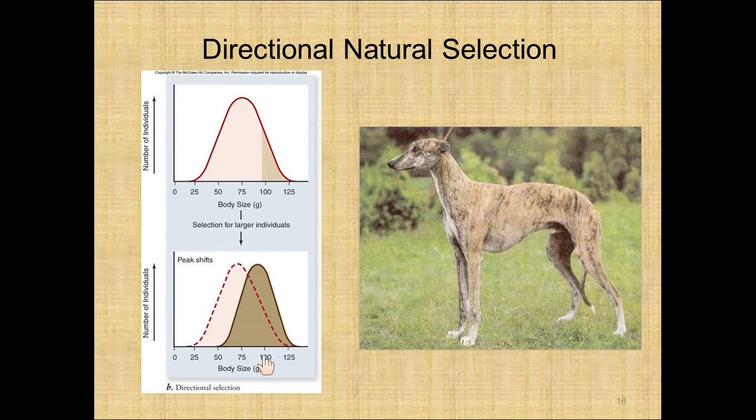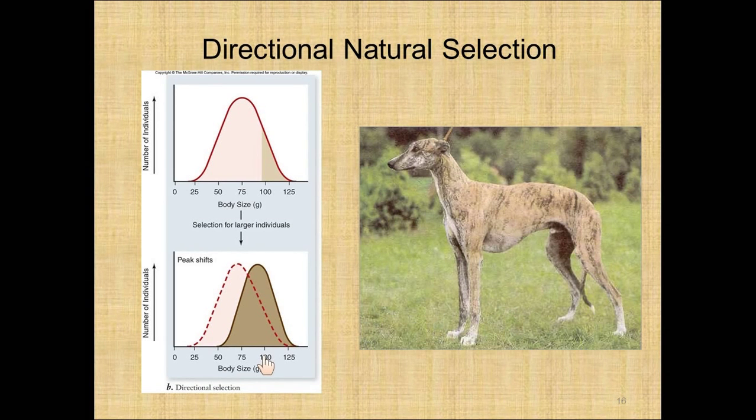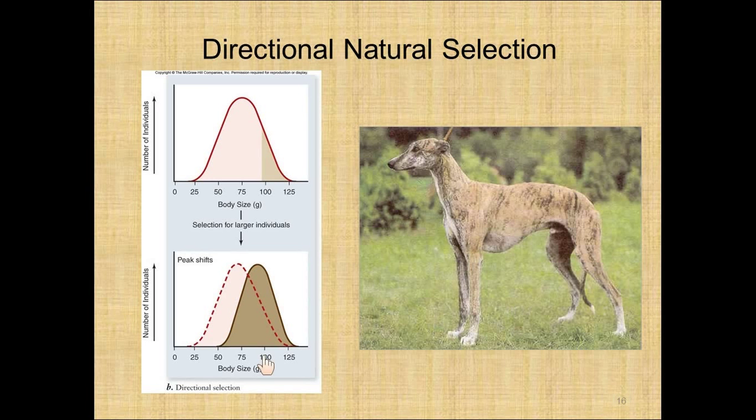Directional natural selection is change that favors individuals with traits at one end of the normal range. In other words, individuals at the other end of the normal range are eliminated, and the entire population then is pushed in one direction. So if you look at my graph, you'll see that the individuals with body size around 100 grams or larger are favored, and all of the others are eliminated. Over time, the population begins to shift toward that 100-gram size.